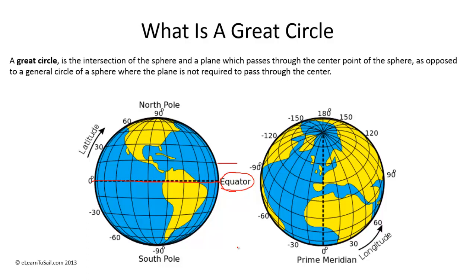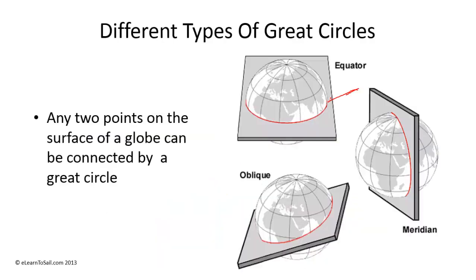However, none of the other lines of latitude are great circles, because if we were to take a bandsaw and cut along this line of latitude, the cut would not go through the center of the Earth. By contrast, every line of longitude is a great circle. If we were to take a bandsaw and cut through this line of longitude, it would go through the center of the Earth. As it would with this line of longitude and this one, every line of longitude is a great circle. The equator is a great circle. Absolutely every line of longitude is a great circle.